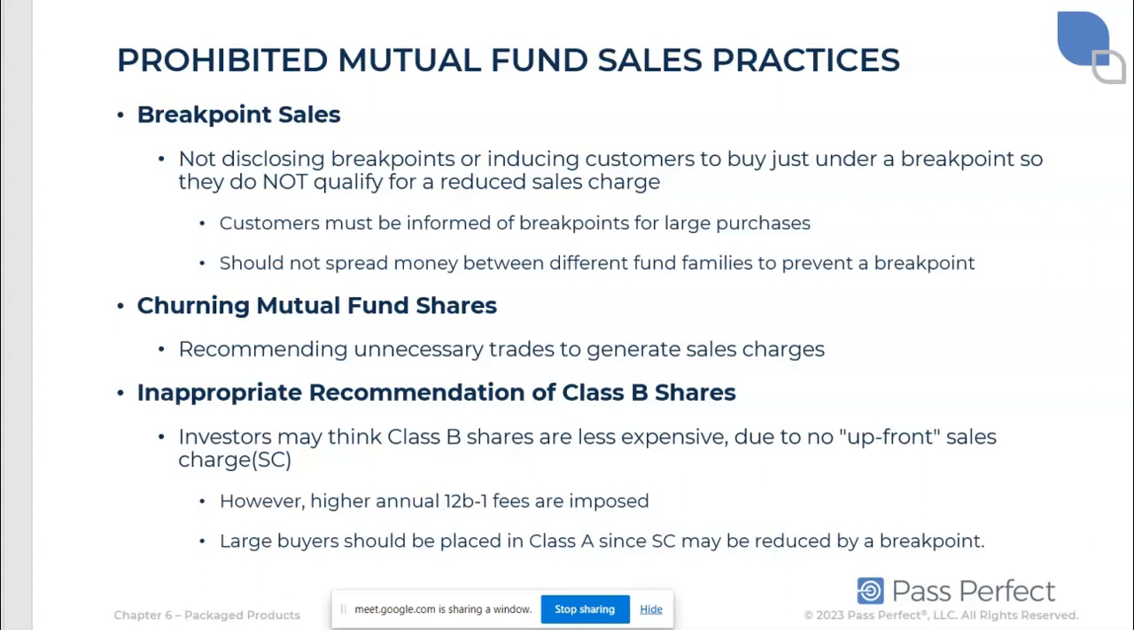Now, notice here it says should not spread money between different fund families. So you say, you got $1 million to invest, let's put your money between the Dreyfus Fund and the Vanguard Fund and the Federated Fund and the T. Rowe Price Fund and the Franklin Templeton Fund. Why is that wrong? Because you're spreading it out between fund families so as to reduce their ability to get a reduced sales charge, right? If you keep all your money at Fidelity or all at T. Rowe Price or all at Franklin Templeton, you'll get a reduced sales charge. Spreading it around like that is deliberately trying to keep someone from getting a breakpoint, a reduced sales charge. That's a violation.